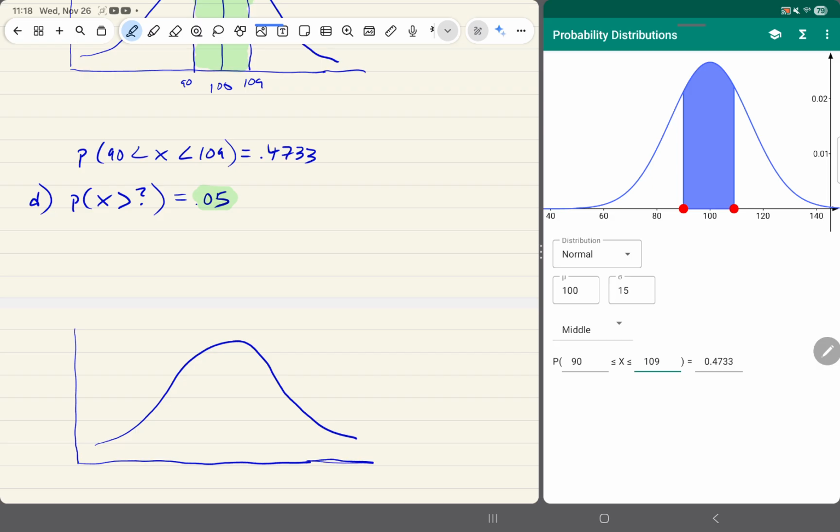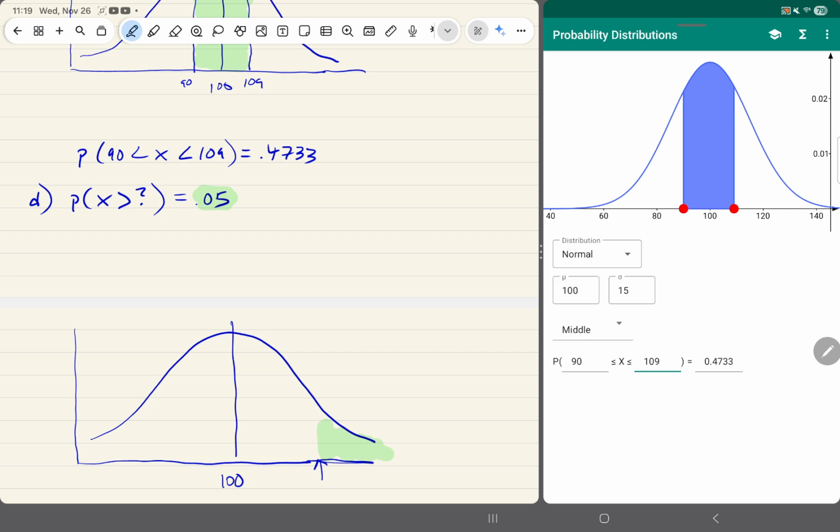And now we're given a probability value, so we start out by shading an area. I don't know what that area will be, but we start out by shading an area. Just make it over there. Remember, this is a greater than. It's not between, it's greater than. And we want to find out what that point is. So we go back to the calculator over here.